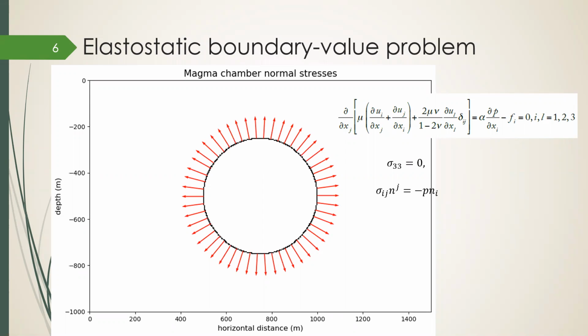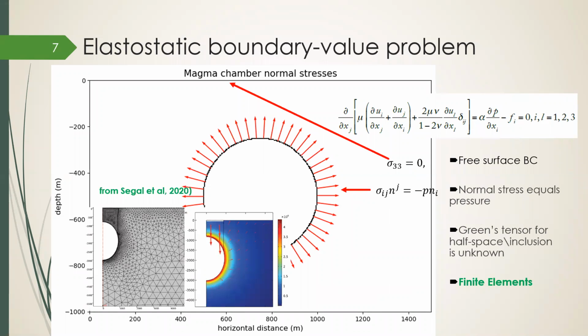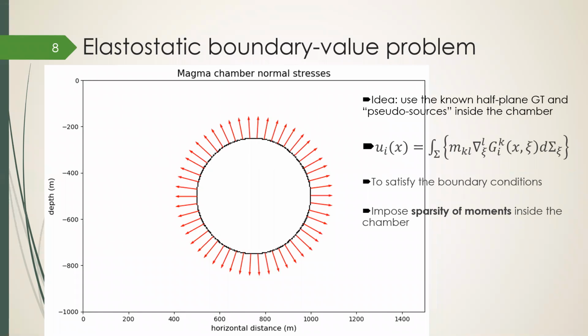Those faults can be introduced separately as separate source terms in the corresponding Green's tensor formula. Okay, so that's the good news. The good news is that that kind of heterogeneity can be taken care of without having to introduce non-constant mu and nu.